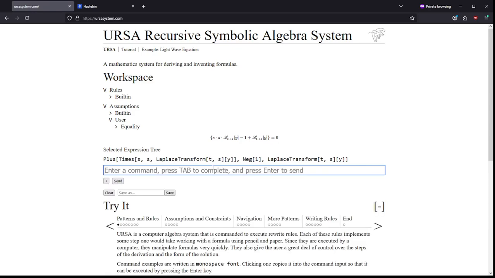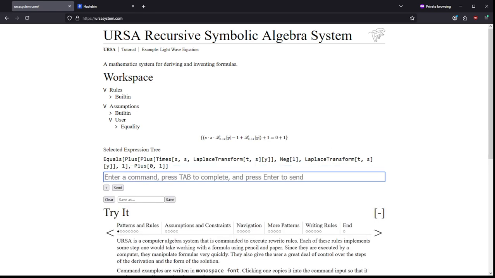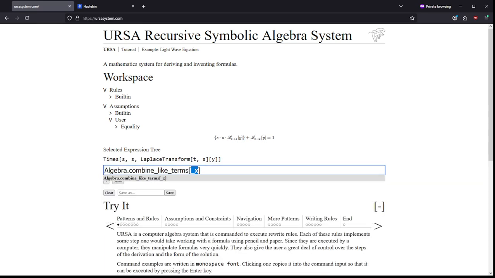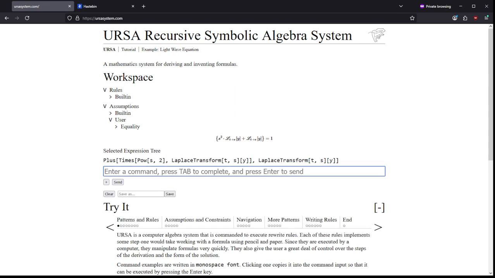So now we've got this on the left-hand side, and we want to isolate the Laplace transform of y so that we can then just take the inverse. So the first thing that I'll do is add 1 to both sides to get rid of this minus 1. Add 1, and simplify. And then I will combine like powers of s here. Combine like terms on s.